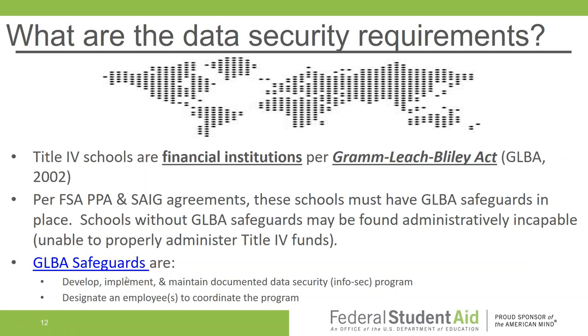So GLB safeguards are relatively straightforward. First, you have to have an implemented, documented data security program, right? So very straightforward. And when I say program, I don't mean a policy. I mean that you have a program, like an academic program or an athletic program, that it is fully formed and completely in place, and that everybody understands what the processes are, and it's not just sitting on a shelf somewhere. And unfortunately, I do see a lot of that.